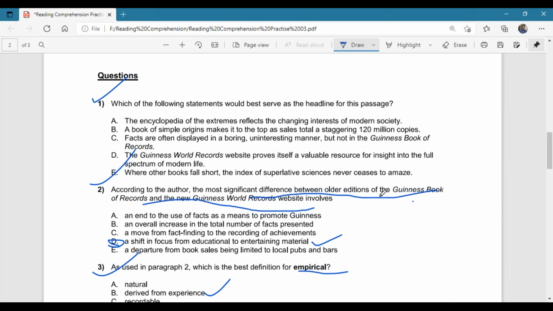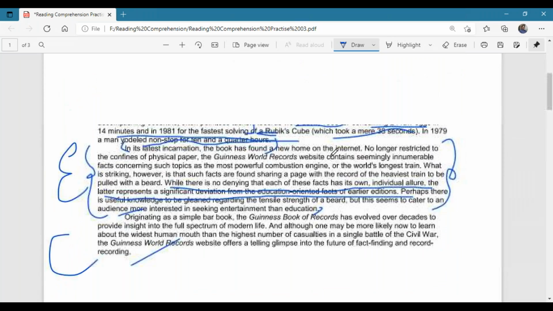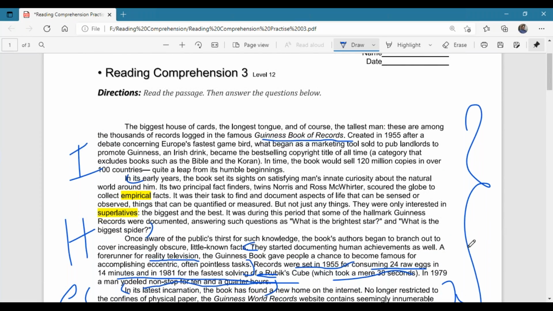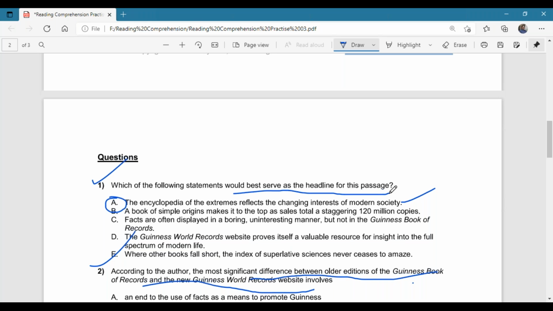Now, what is the answer for question number 1? Yes, A is correct. The encyclopedia of the extremes reflects the changing interests of modern society. Very good. Because here we are not only discussing the Guinness Book of Records, but we are talking in detail about the changes that happened in the complete process of learning the facts and being knowledgeable enough. You need to consider the headline of the passage completely, so that's the reason you go with option A as the right answer. Very good.